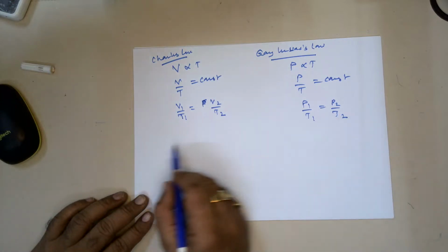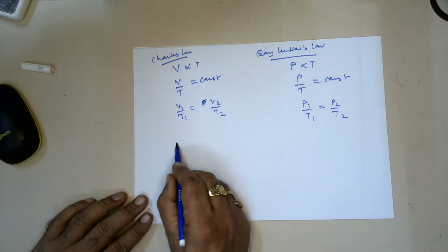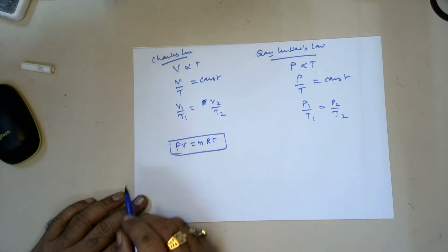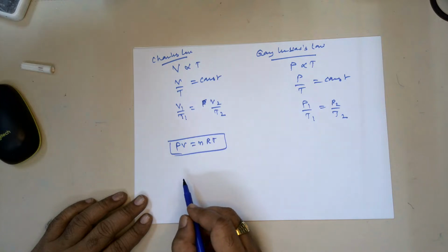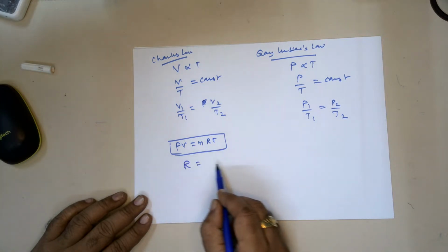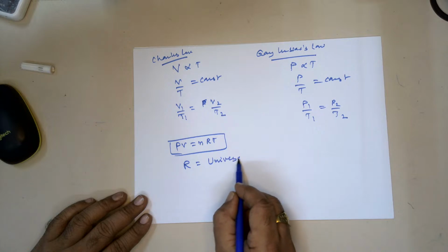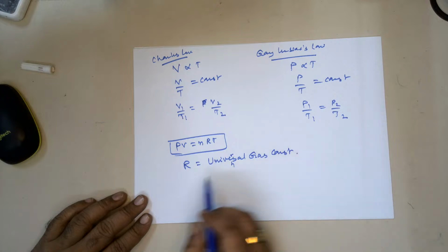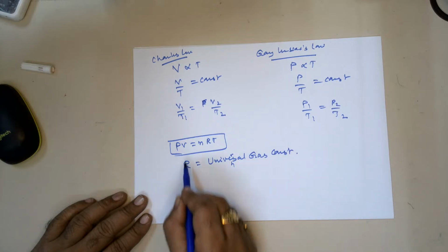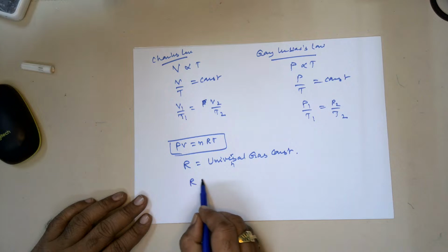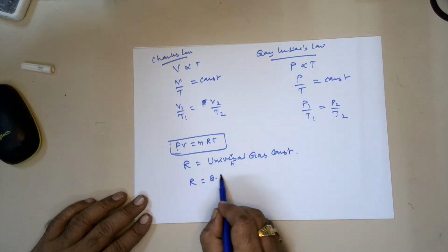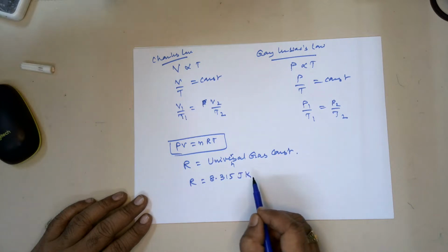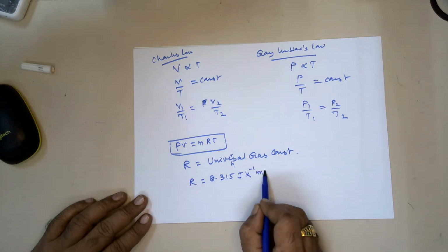Now, as we have already derived from these equations of the ideal gas equation, that is PV is equal to nRT, where R is the universal gas constant. Therefore, you should know the value of R also. That is, R is a constant, 8.315 joule per Kelvin per mole.